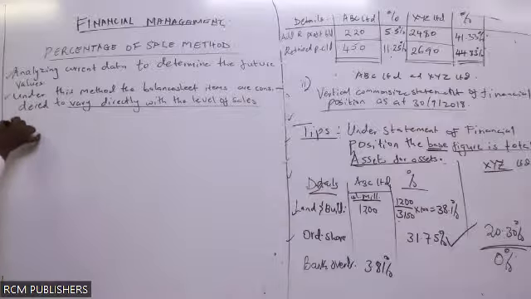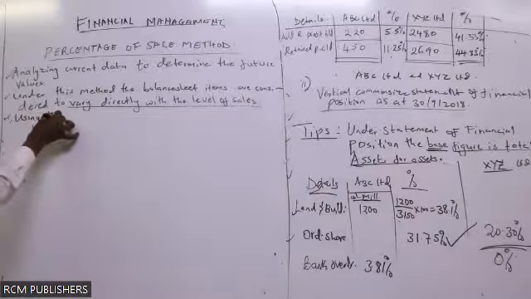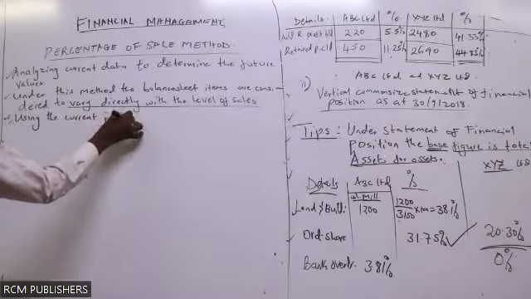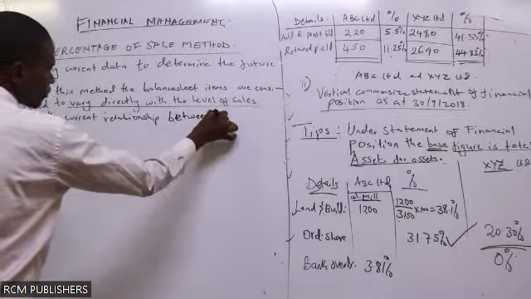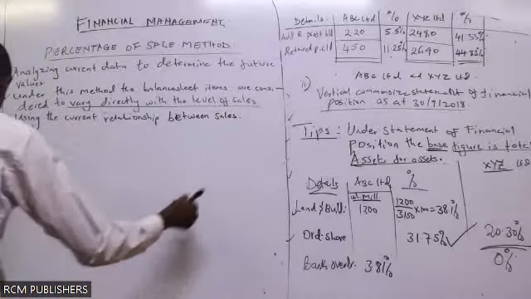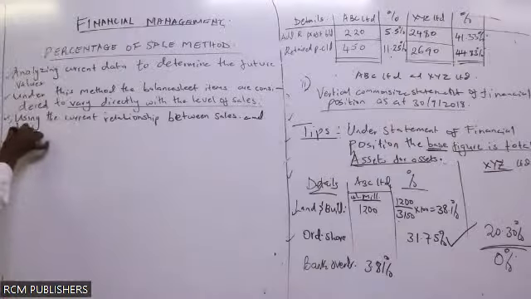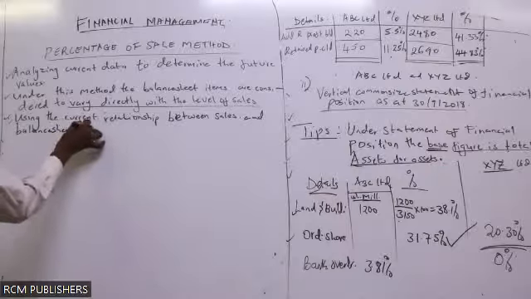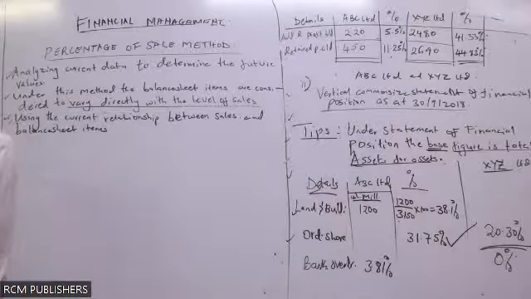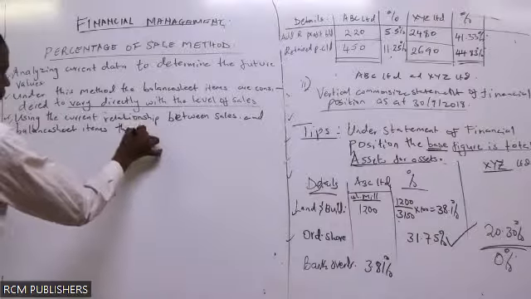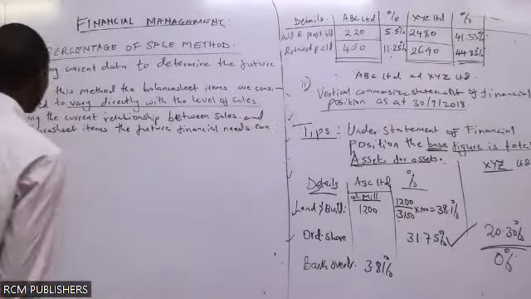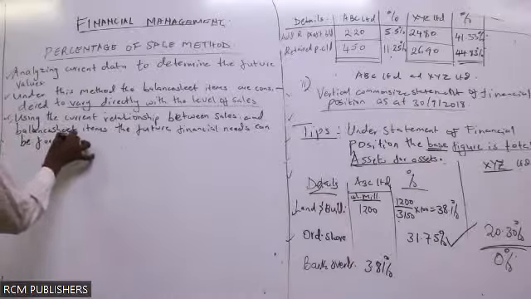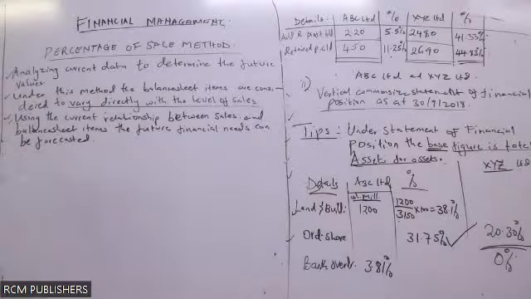Using the current relationship between sales and balance sheet items, the future financial need can be forecasted. So we have some assumptions.